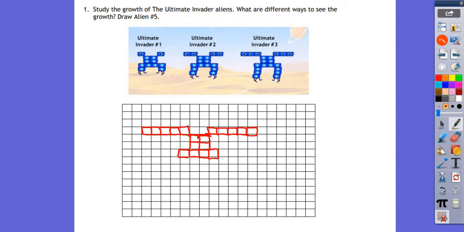Now we have the hip bones. Invader 1, how many legs were added to each side? 1. Invader 2, how many legs were added to each side? 2. Invader 3, how many legs were added to each side? 3. So how many legs should I probably add for Invader 5? 5 to each side. We already have the hip bone. 1, 2, 3, 4. So there is what Invader 5 should look like based on looking at the patterns.